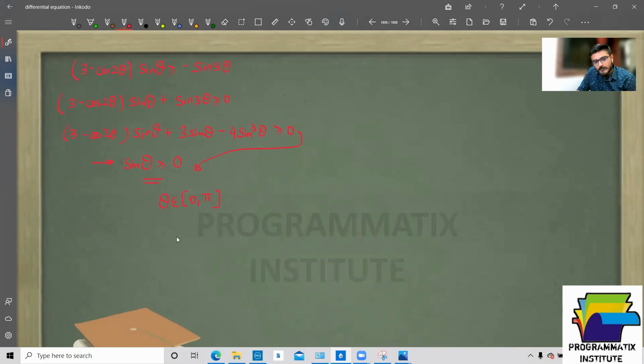So theta belongs to 0 comma pi. And theta is nothing but pi x minus pi by 4. Let me write it this way: 0 and pi. Adding pi by 4 on both sides, I get pi x between pi by 4 and pi plus pi by 4. Therefore, pi by 4 is less than or equal to pi x, which is less than or equal to 5 pi by 4. Let's divide throughout by pi. So I'll get 1 by 4 less than or equal to x less than or equal to 5 by 4.